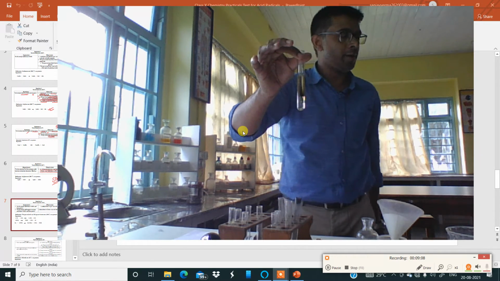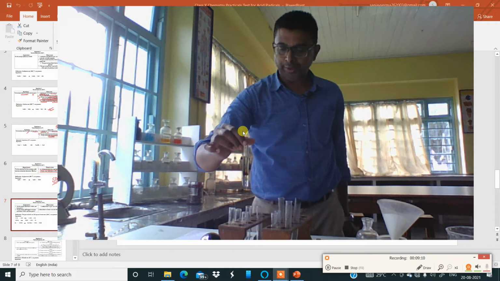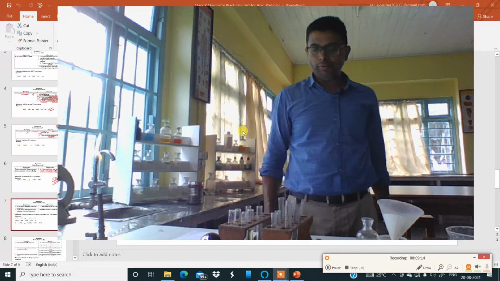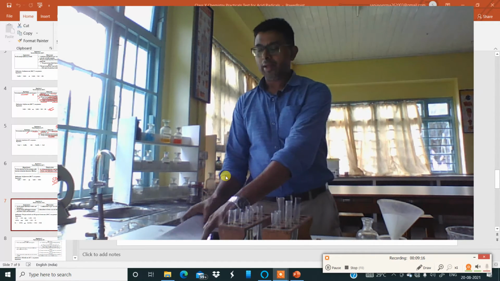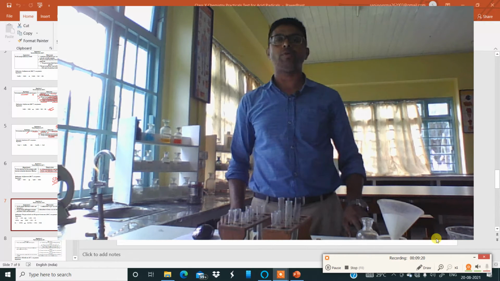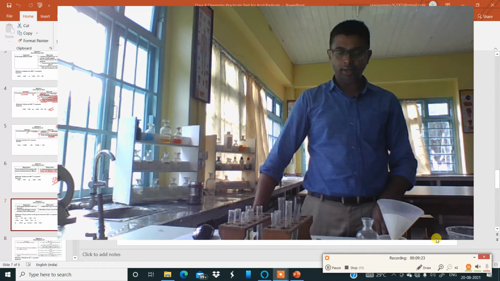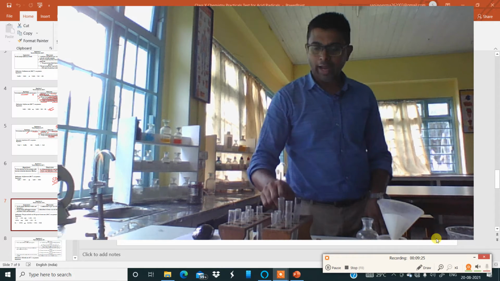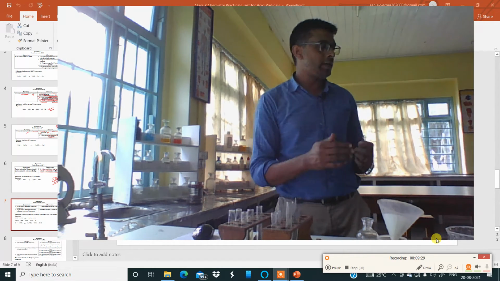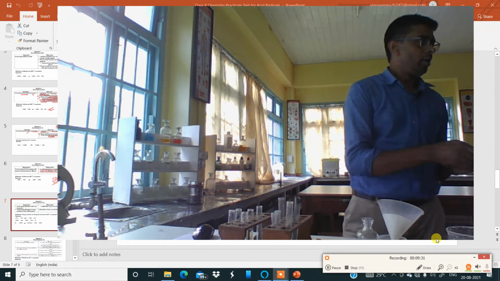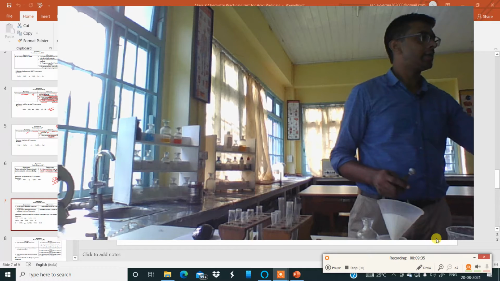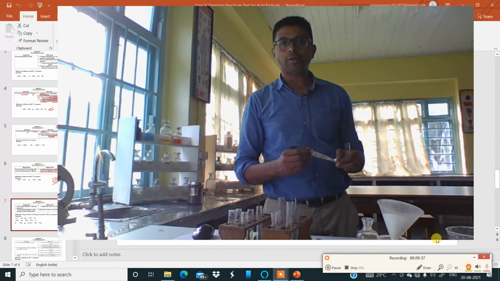So experiment number 12 is also complete. Now I will move ahead to the next experiment, that is experiment number 13, test for chloride ion. For testing chloride ion, I will need a chloride salt sample. Only the chloride, that is the second part. I will need the chloride salt sample.